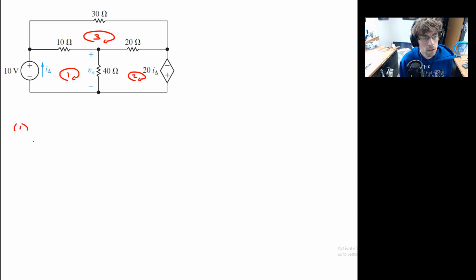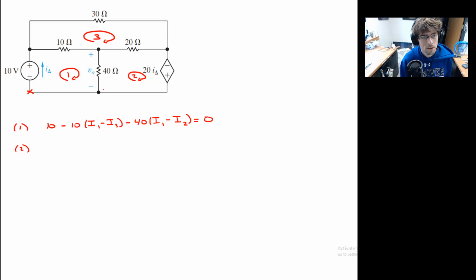We'll write down the equation for mesh 1. Well, I'll start here. I've got a jump of 10 volts. So I've got a jump of 10. Then a drop across our 10 ohm resistor, I1 minus I3. Keep going. Oh, I've got a drop across my 40 ohm resistor. And then I'm back at my starting spot. Same thing. Let's keep going.